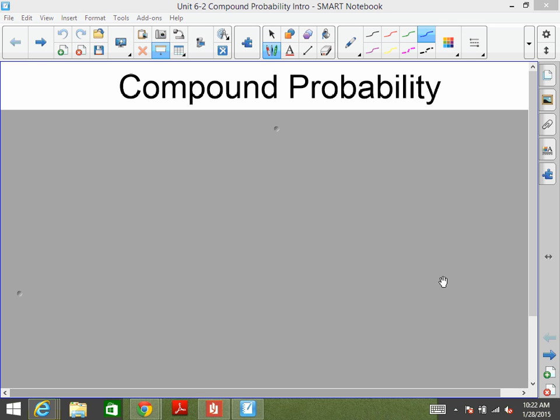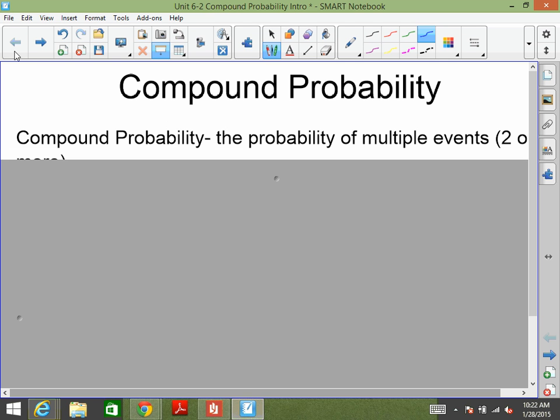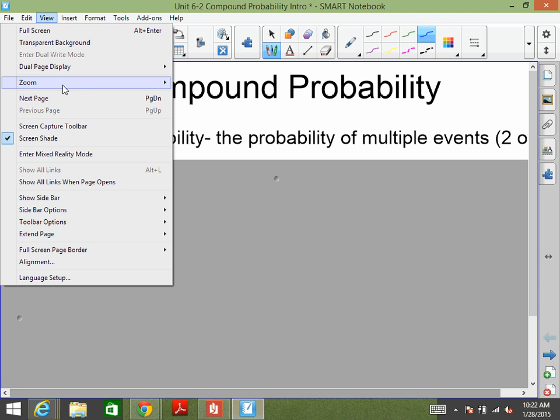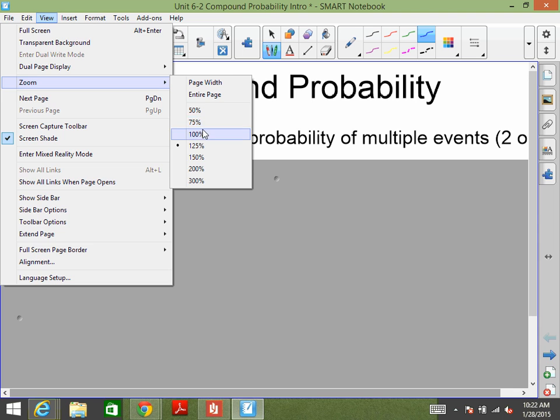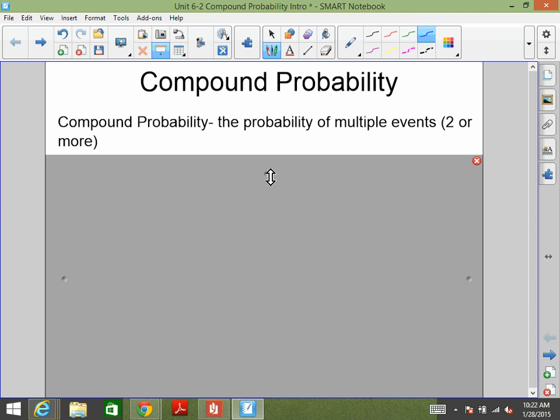It's taking two things, two events, more than one event, more than just rolling a die. We're looking at rolling a die and a spinner. Or we could roll a die, spinner, toss a coin. Okay? We're doing more than one event. So, what I want you to write is this definition underneath your title of compound probability. Compound probability, the probability of multiple events, two or more.